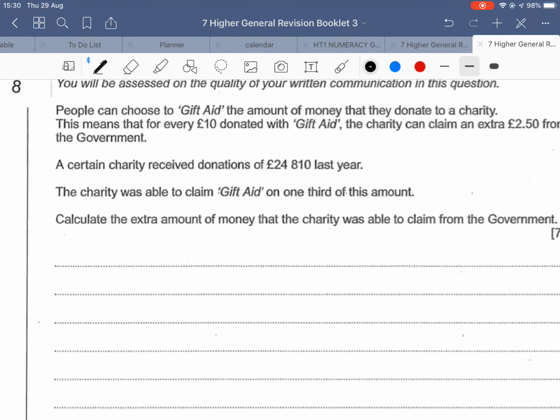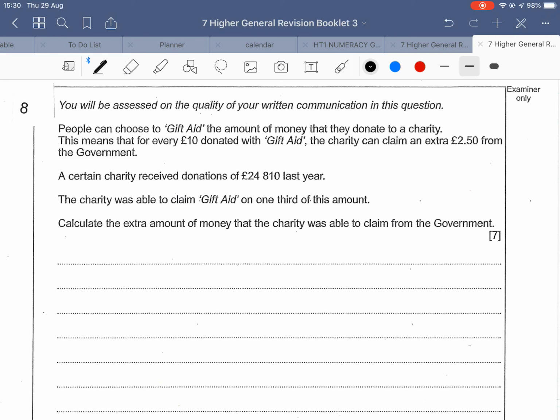Okay, another OCW, yay! People can choose to gift aid the amount of money that they donate to charity. This means that for every £10 donated with gift aid, the charity can claim an extra £2.50 from the government. Ooh, lovely, it's a quarter. I'm going to write that there to remind myself. £2.50 is a quarter of £10.